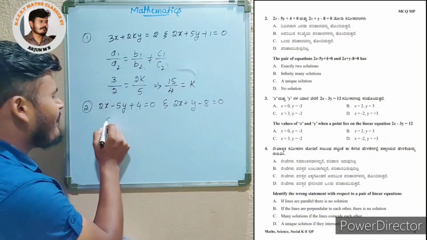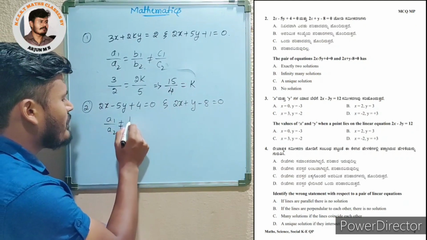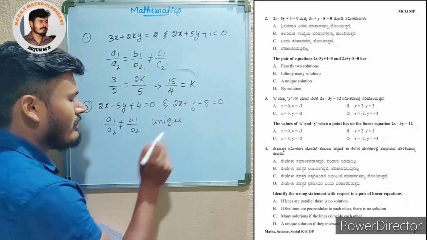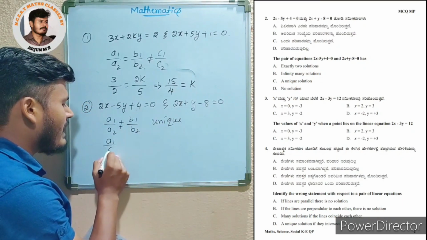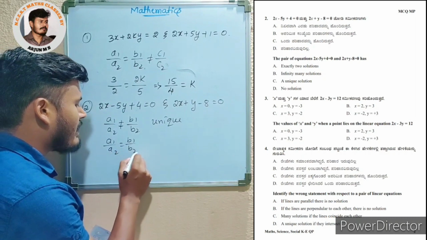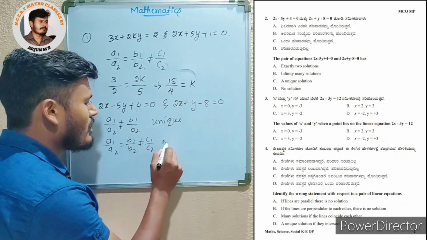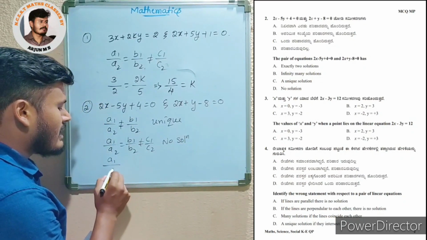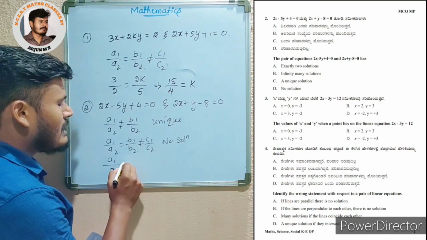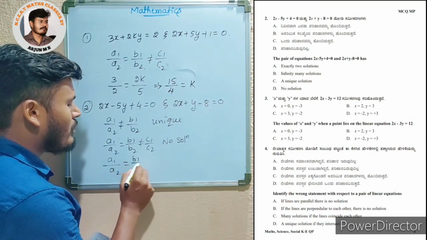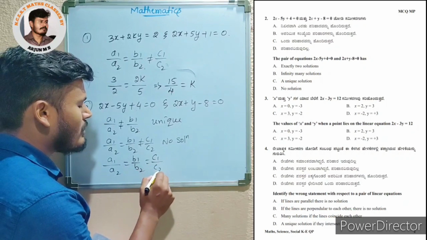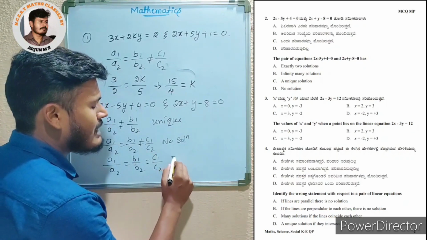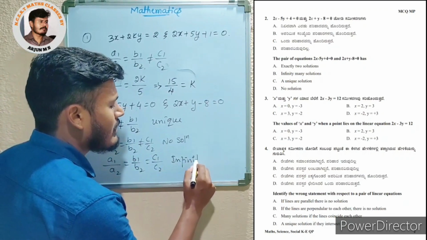Now observe carefully. If a1 by a2 is not equal to b1 by b2, then it is intersecting, that means unique solution. We already know about that. Then a1 by a2 is equal to b1 by b2 but not equal to c1 by c2, no solution, because these two are parallel lines. Now moving on to the third and last condition, that is a1 by a2 is equal to b1 by b2 and also equal to c1 by c2. These are coincident lines. So then it has infinite solutions, right?